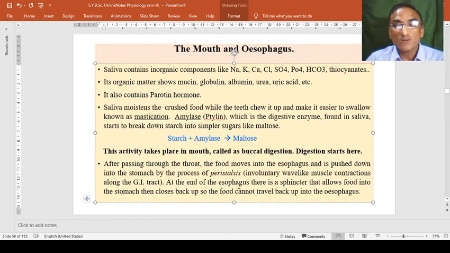At the end of the esophagus, there is a sphincter or valve that allows the food into the stomach and then closes back up so that the food cannot travel back into the esophagus. In short, the sphincter prevents the backflow of food into the esophagus. Once the food comes into the stomach, the second stage, gastric digestion, starts.